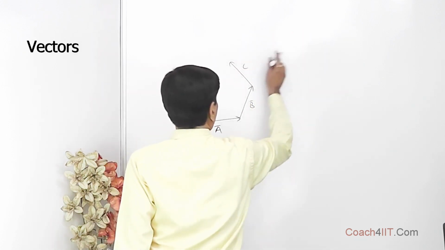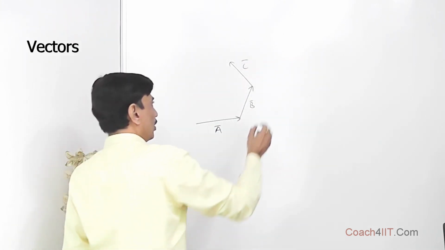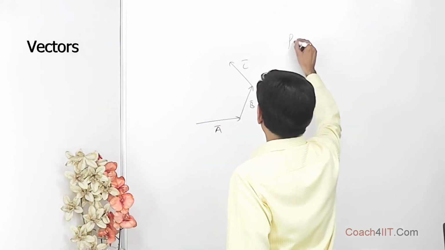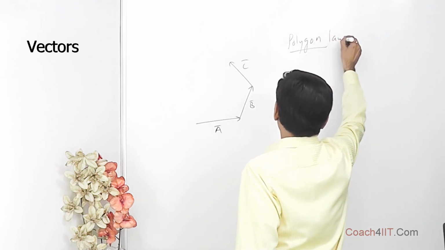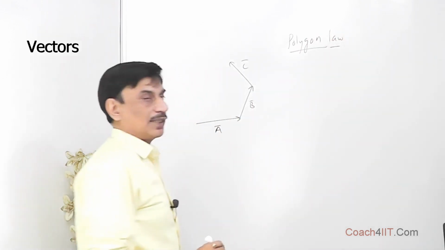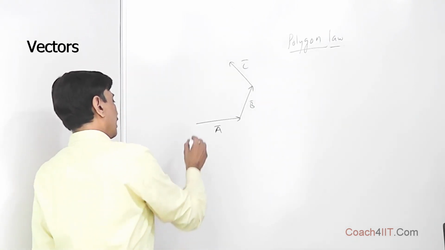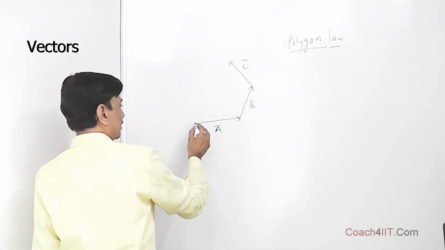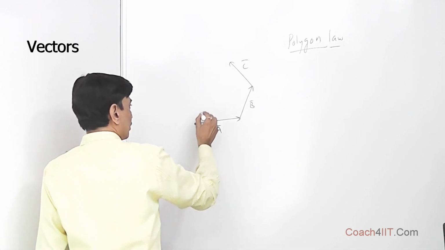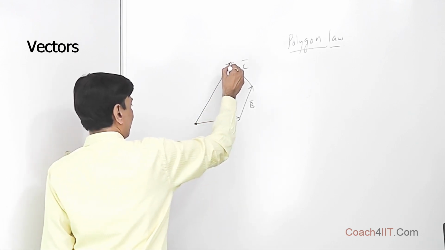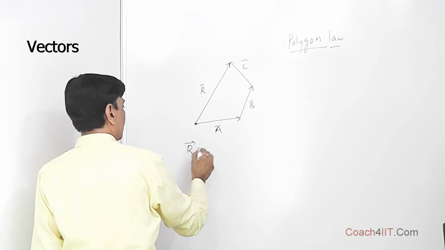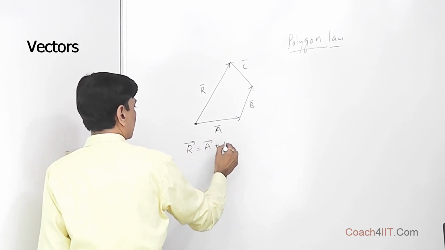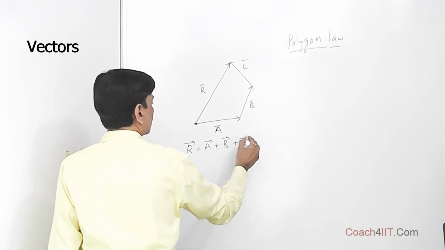It comes over here. Then the polygon law of vector addition. Polygon law of vector addition says the resultant vector is connected from here, that is the tail of the first vector, to the head of the last vector. So this is going to be the resultant, and this resultant vector is going to be A plus B plus C.